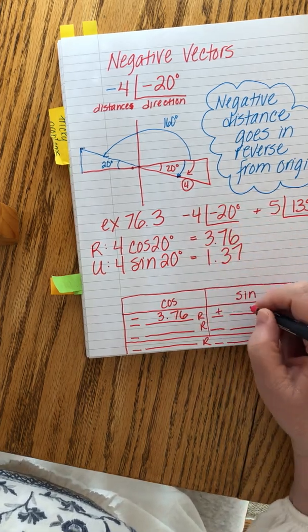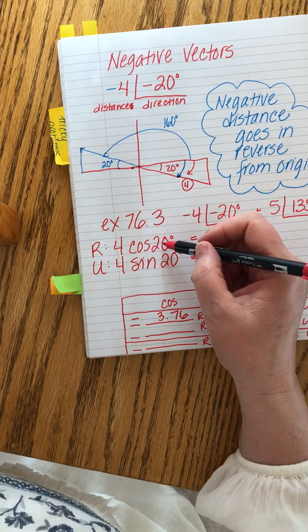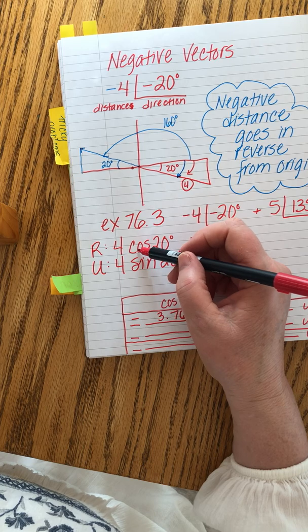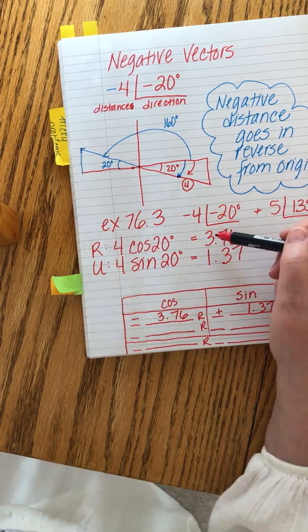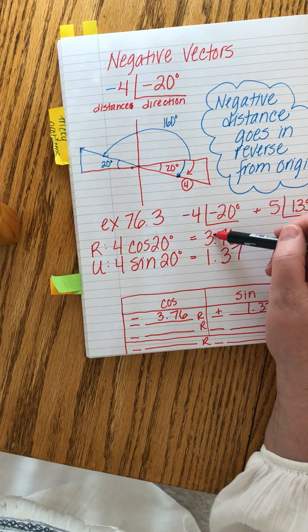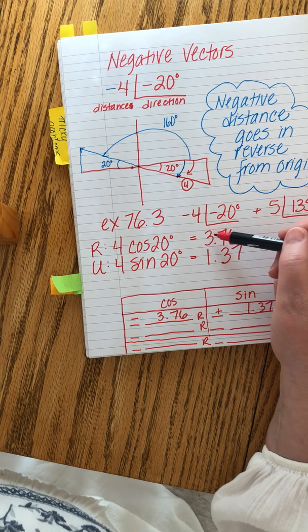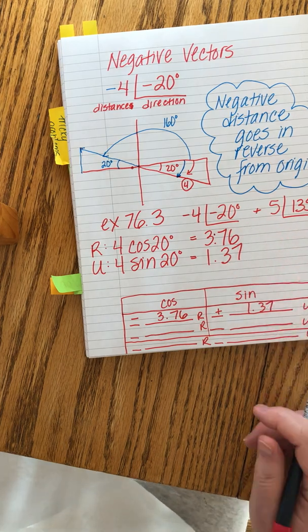Use the calculator to get those. Remember, we enter the degrees, then hit the function button, cosine, then multiply by 4. Round it to 2 decimal places. Good, right? We've been doing that for a while. I hope that has become kind of comfortable.